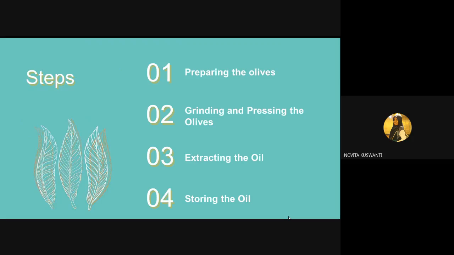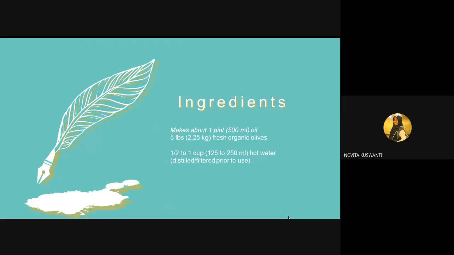Steps to make olive oil. First is preparing the olives. Second is grinding and pressing the olives. Third is extracting the oil, and the last step is storing the oil. Ingredients: about 1 tin or 500 milliliters of olive oil, 5 lbs fresh organic olives, half to 1 cup hot water, and a strainer or filter prior to use.